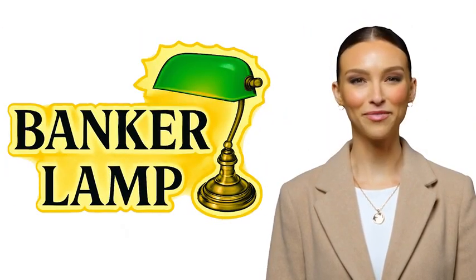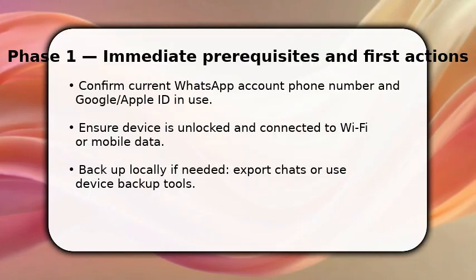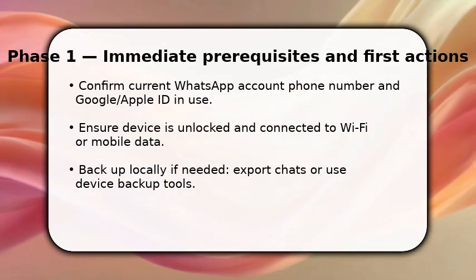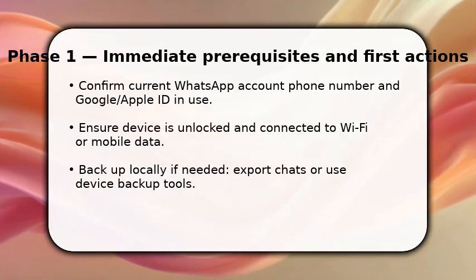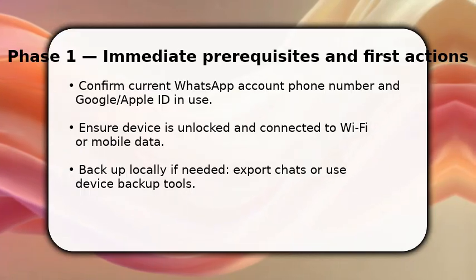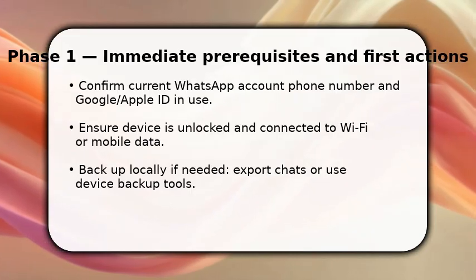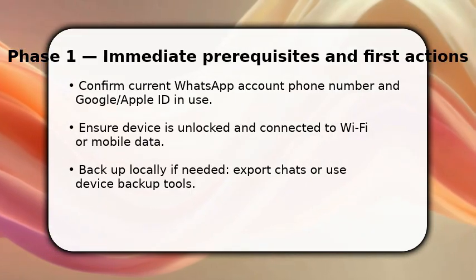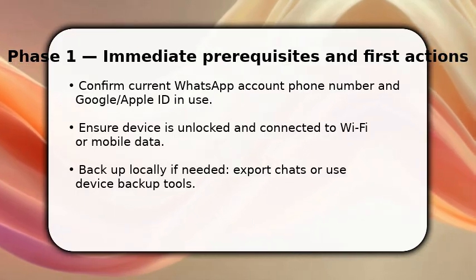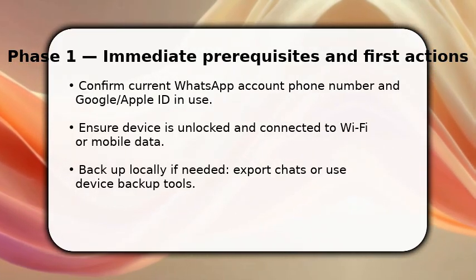Please enjoy the video. You start by confirming the exact WhatsApp number and which Google account or Apple ID holds the backup. This matters because you will sever that link. Once done, open WhatsApp and go to Settings quickly. Do this now. Make sure you are on a stable network and that your device is unlocked. Otherwise, the app may not show account options.